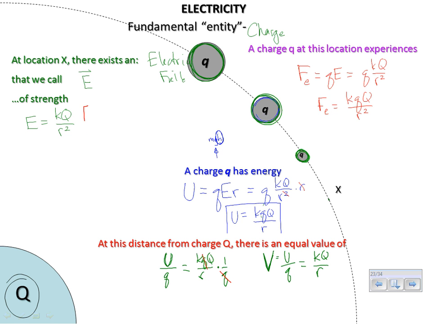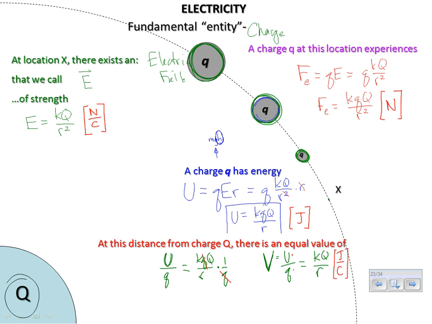Units for all these we should be sure of. E is measured in newtons per coulomb. Force is for sure measured in newtons. Potential energy, hopefully we're okay here, is measured in joules. So that leads us to, what is potential measured in? Well, I like to look at it here and here. Potential energy is joules. Charge is coulombs. So potential is measured in joules per coulomb, energy per charge.